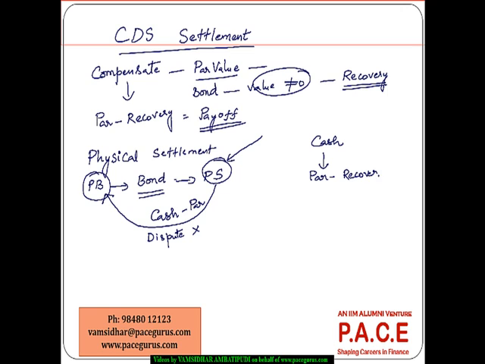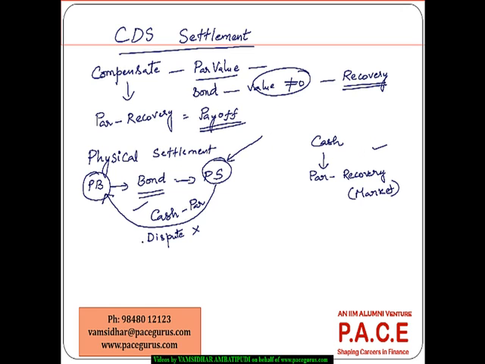Now this is where the catch is. How do I compute the recovery value? So there should be some kind of market mechanism, market based mechanism in terms of identifying what is that recovery value and then computing the cash that needs to be paid by the protection seller to the protection buyer. So this requires a proper valuation activity.